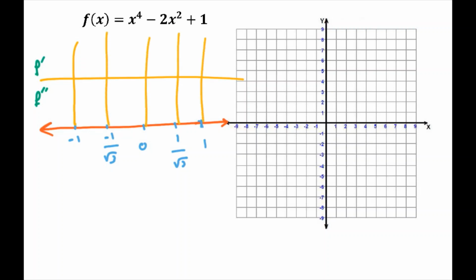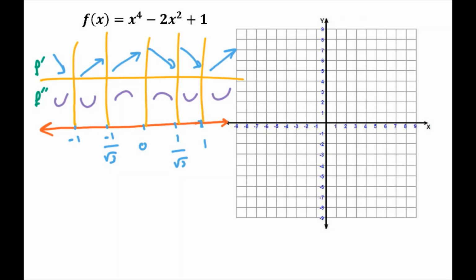So what happened? Function was decreasing from negative infinity to negative 1. From negative 1 to 0 it was increasing, then decreasing from 0 to 1, and then increasing after 1. What about the concavity? The function was concave up till negative 1 over square root of 3, and then concave down from negative 1 over square root of 3 to 1 over square root of 3, then concave up again.